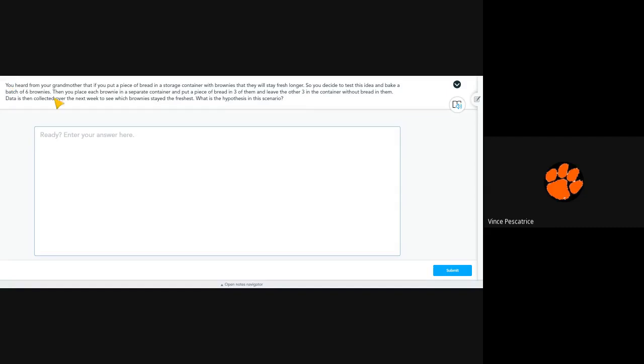So to summarize, your grandmother told you that if you put a piece of bread in a container with a brownie, it'll help it stay fresh longer. So when you test this, you bake 6 brownies, you put 3 of them in a container with a piece of bread, and the other 3 you put in a container just by themselves. After a week, you come back and taste and test the freshness of the brownies. So what is your hypothesis in this scenario?